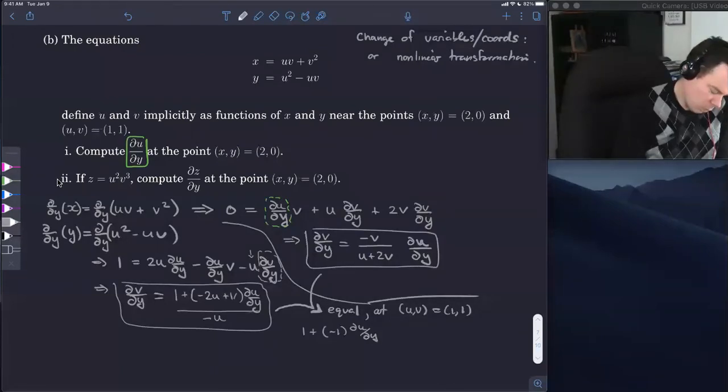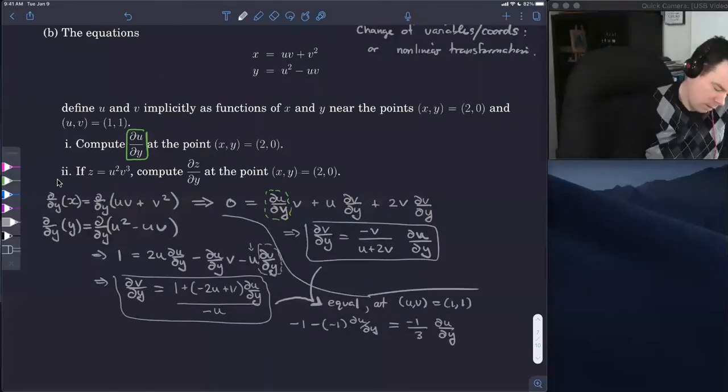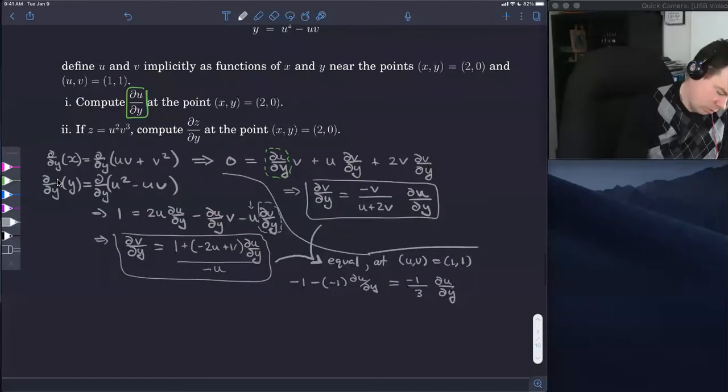U is 1, so that's all over negative 1. So that means I can slap some negative signs in front here, is equal to the other expression, negative v, which is negative 1, all over u plus 2v, so that's a third, and that's du dy. So I've set those equal to each other and plugged in u and v, and now that gives me my single equation in du dy. And so that's what I can go ahead and now solve for.